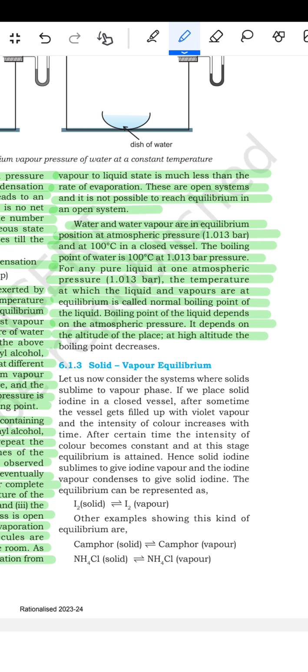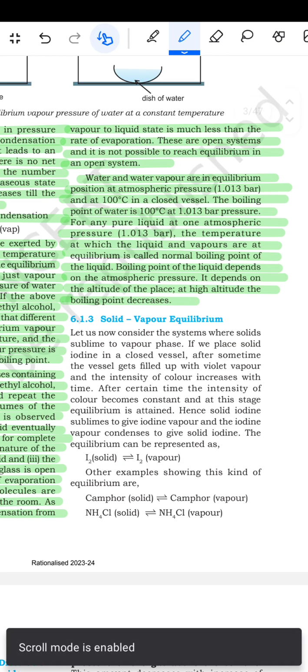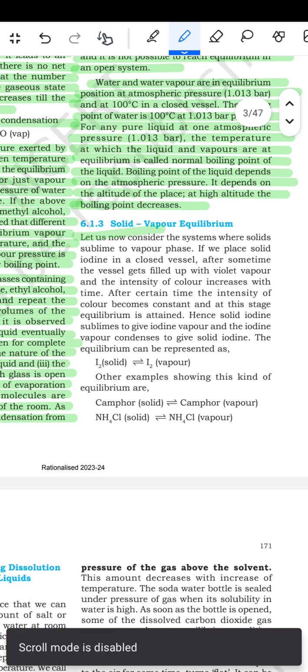At high altitude the boiling point decreases. Solid-vapor equilibrium: let us now consider the system where solids sublime to the vapor phase.